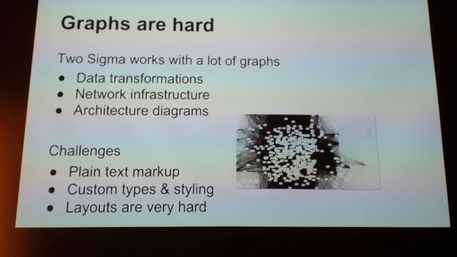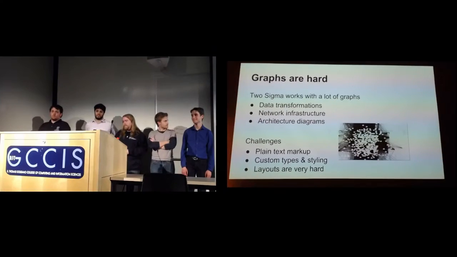So graphs are hard. Two Sigma does a lot of work with graphs. They do data transformations, network infrastructure, so looking at how servers are connected, how pieces of infrastructure are interconnected, and architecture diagrams. So some of these graphs are insanely huge. The graph we have there, which is hard to see, is 540 vertices and around 24,000 edges between them. So laying that out and being able to see that is difficult.